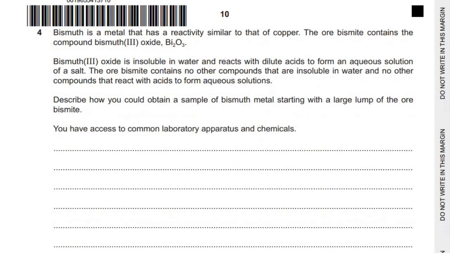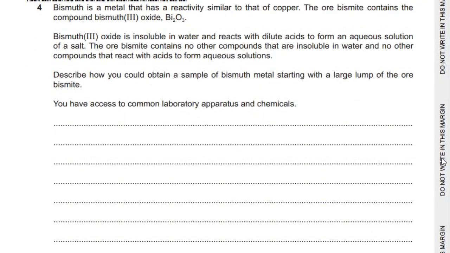Okay, let's see the last question, question 4, which is all about planning. In question 4 it says bismuth is a metal that has a reactivity similar to that of copper. The ore bismite contains the compound bismuth(III) oxide, that is Bi2O3.